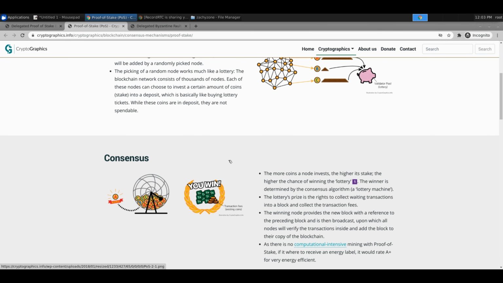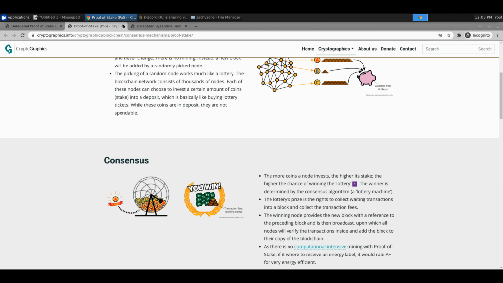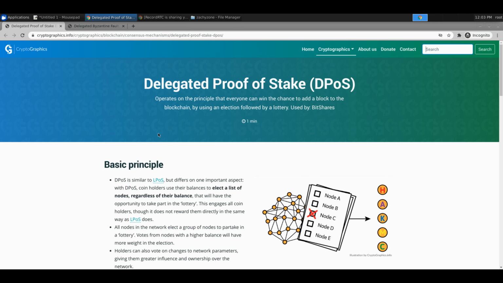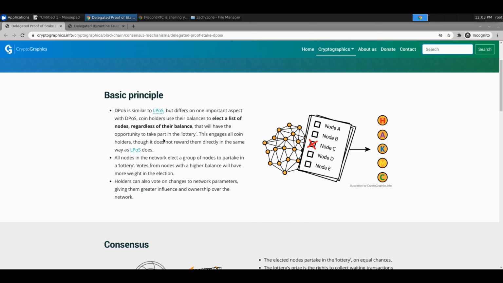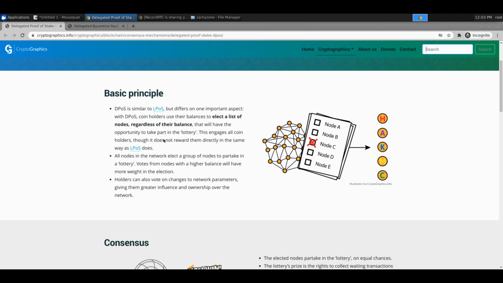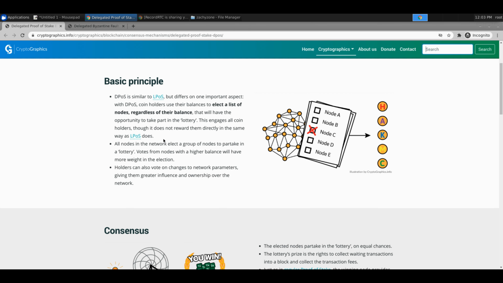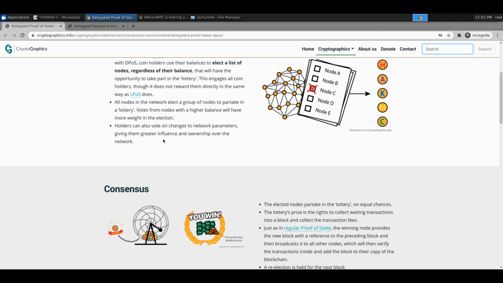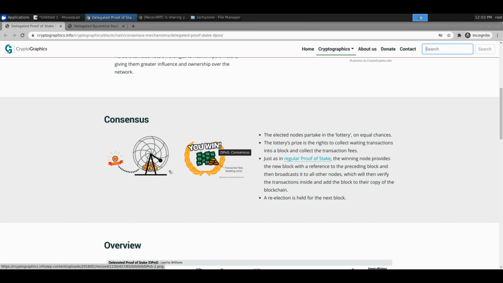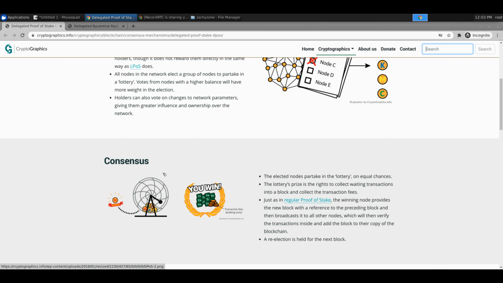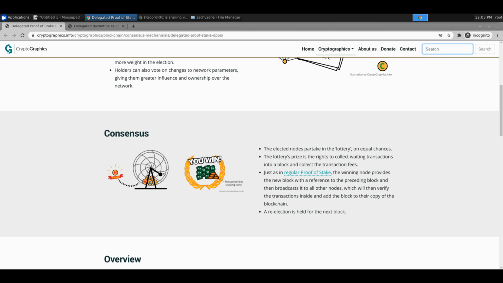So that's why we can see this one has taken off on some things. So then we're going to talk about DPoS, which is delegated proof of stake. It's the exact same thing as proof of stake, except that you're delegating your vote to someone else. A bunch of people are voting for a person, and then that person goes into the lottery type system, essentially.